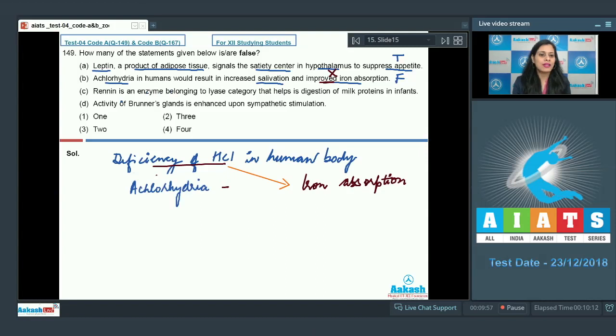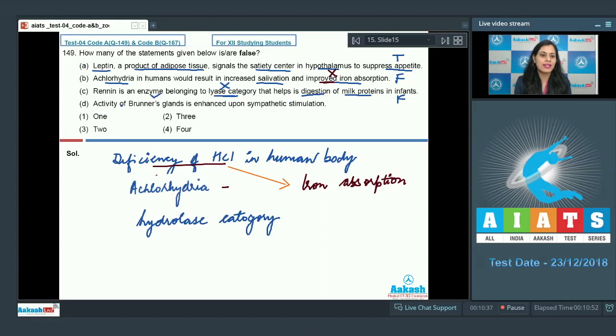The next statement given is renin is an enzyme belonging to lyase category that helps in digestion of milk proteins in infants. And this is also a false statement because renin is an enzyme, this is correct, but it doesn't belong to the category of lyase. On the other hand, renin is a hydrolytic enzyme which belongs to hydrolase category rather than lyase category. So this is a false statement.